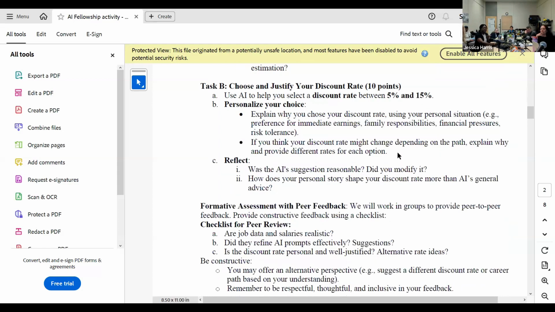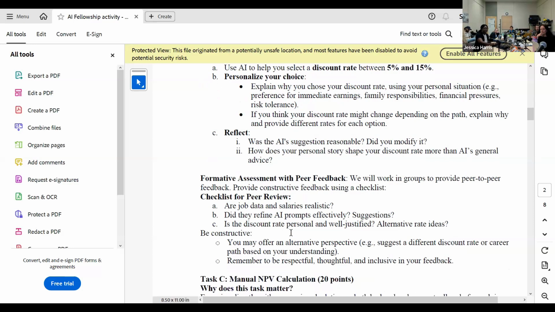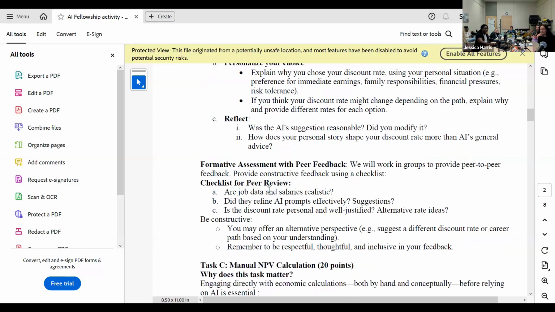And then after they do task A and B, we have a formative assessment. They bring whatever work they have, their career paths and the costs they got from AI. And then for the first time, we sit together in groups and critique each other. I'm going to give instructions as to how to provide peer feedback so that they know exactly what they are critiquing. And there's a checklist for the peer review.